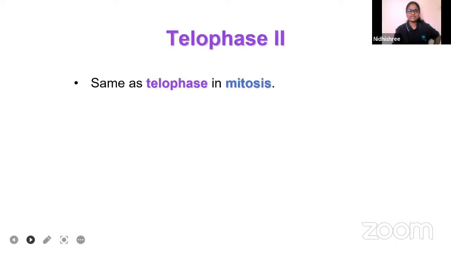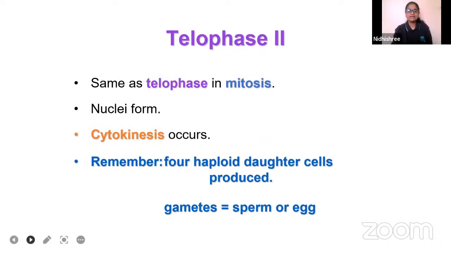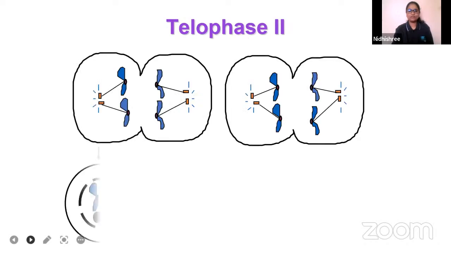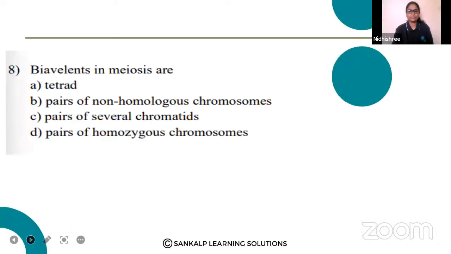Telophase 2 is the same as telophase in mitosis. Nucleus formation takes place. Here 4 haploid cells are formed. Okay, this is telophase 2.